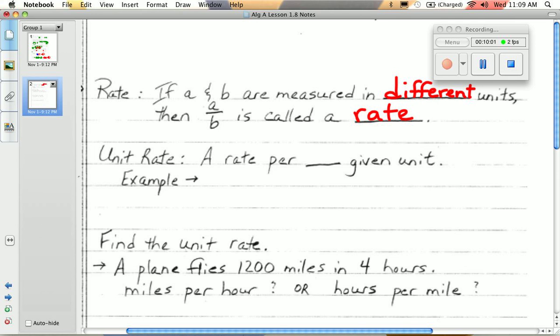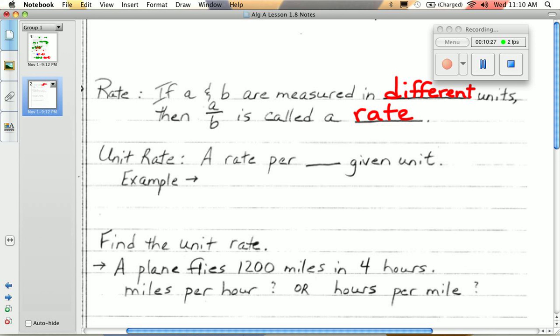Can anybody give me an example of a rate? Cameron? Miles per hour. Miles per hour. How fast you drive is a rate. FPS, what does that stand for? Frames per second. Frames per second, and what's that about? Dakota, what does that rate represent? Frames per second of what? Computers and cameras, when we have video, images, okay?